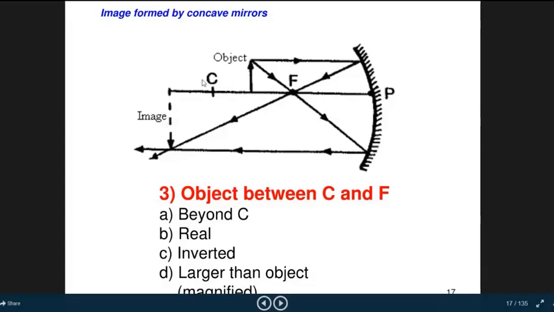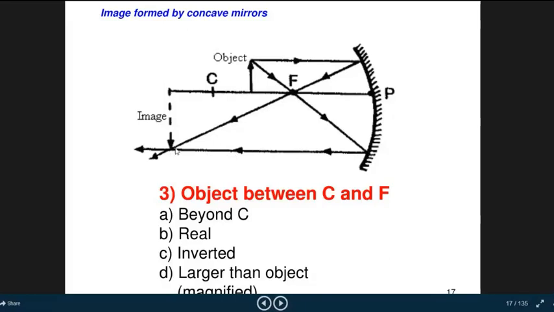This is the object, and you draw the first special ray parallel to the principal axis, then after reflection it will pass through the focus. Now we have to draw the second special ray passing through the focus, then after reflection it will become parallel to the principal axis and intersect at this point, indicating that the image will be formed at this place.